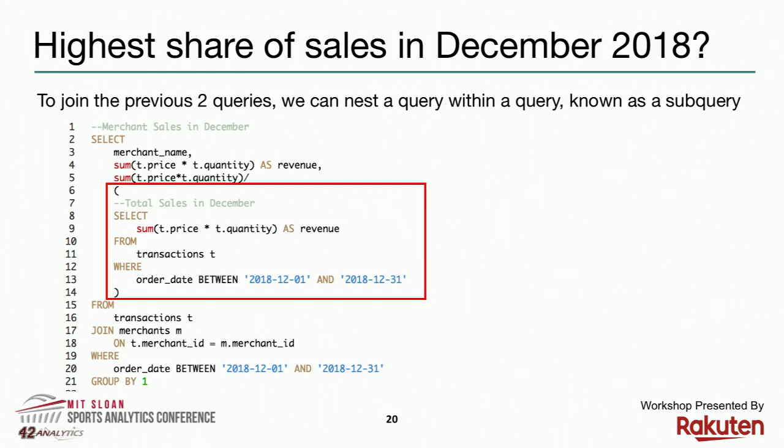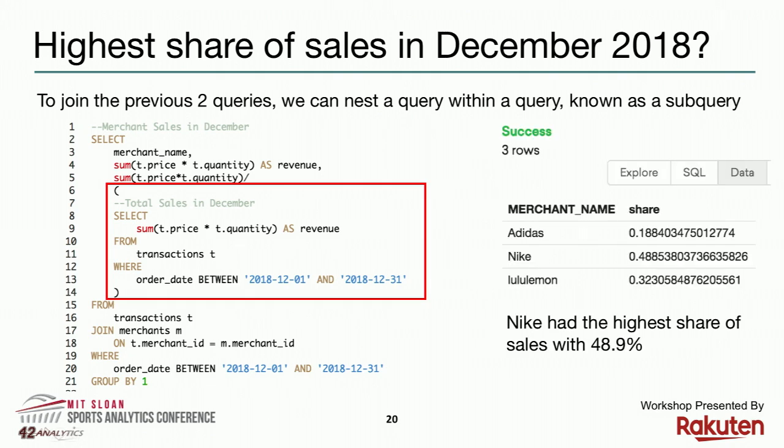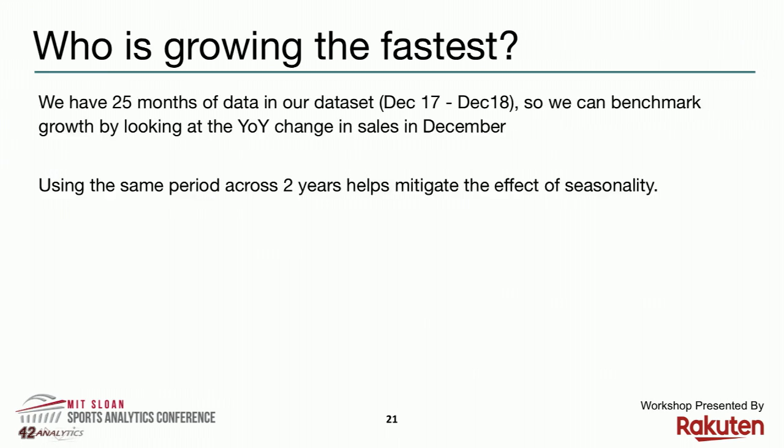So if we were to run this, in this case, we're going to get back a result set where we can actually start to see the share. So for at least December 2018, we can see that Nike is controlling about 48% of the market. So that's interesting to know.